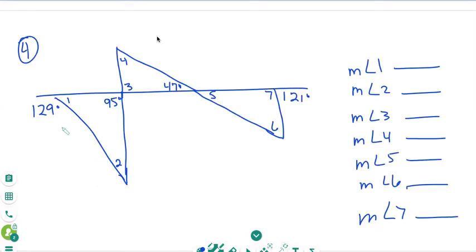Right, missing angles. So the first angle that I'm going to look at is going to be angle 1. This is a linear pair, so 180 minus 129 is going to give me 51. 129 is an external angle to this triangle, which means 95 plus angle 2 would equal 129. So I can do a subtraction problem. I can do 129 minus 95, and that's going to give me 34.